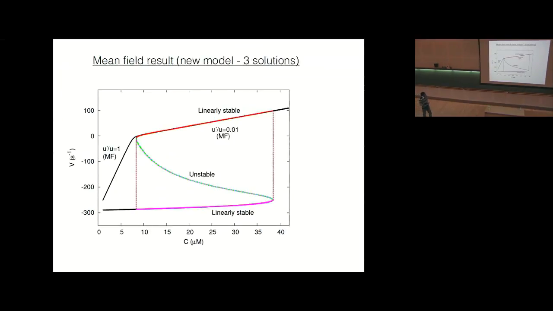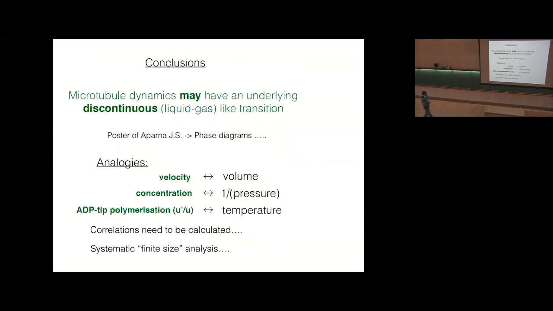On the other hand, if you do this new model, you find a region where instead of one solution, there is one solution on this side, but in this middle region, you have three solutions. Then on top of the mean field theory, you can do a linear stability analysis, and we find the middle branch is unstable and the two others are linearly stable. So this gives further support to this first order picture that we have.